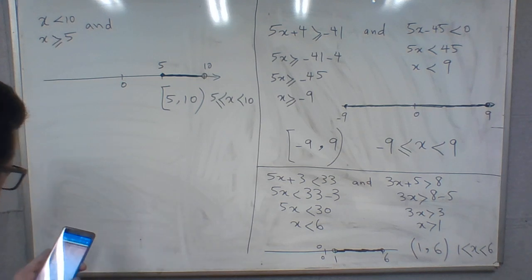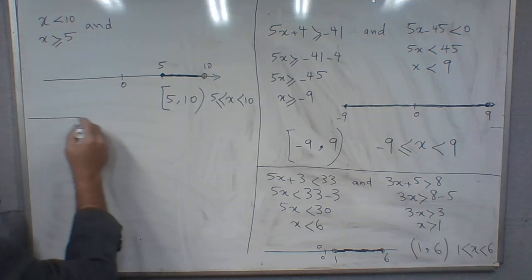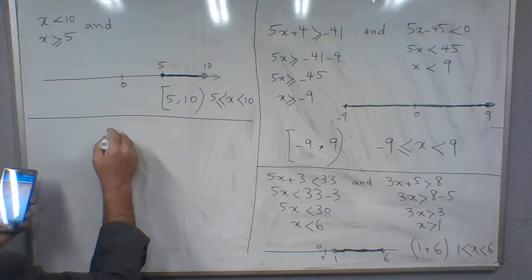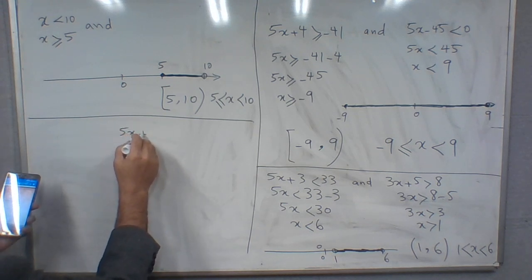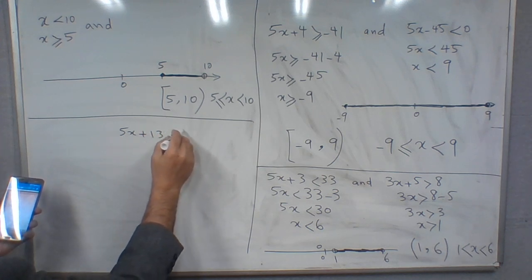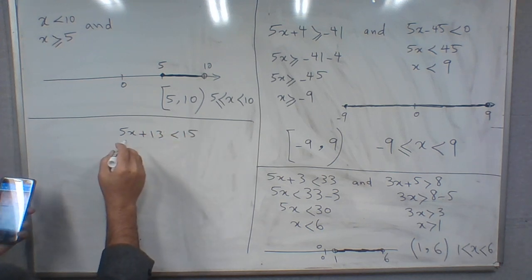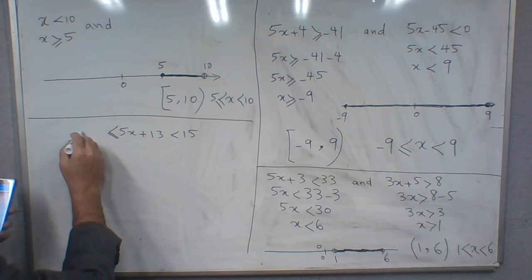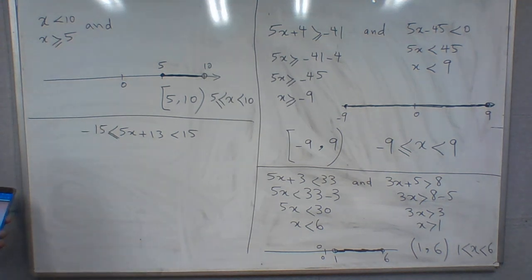Solve for x. Negative 15 is less than or equal to 5x plus 13, which is less than 15. Write your answer in interval notation.